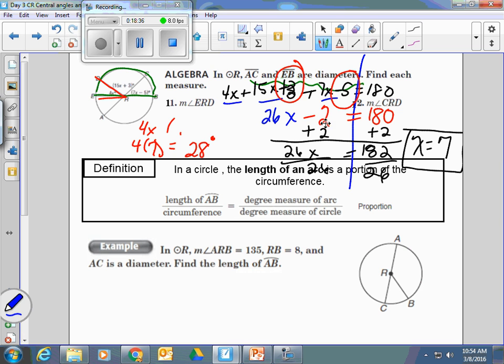And on the next one it says, what's the measure of angle CRD? I believe this is CRD up here, right? So that's 15x plus 3. Well, that means 15 times 7 plus 3. No, just that part. No 4x's. Oh, it's just the 15x plus 3, which I believe is 108. Is that right? 108. Are we okay? All right.